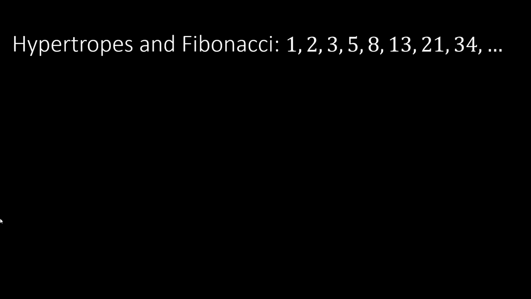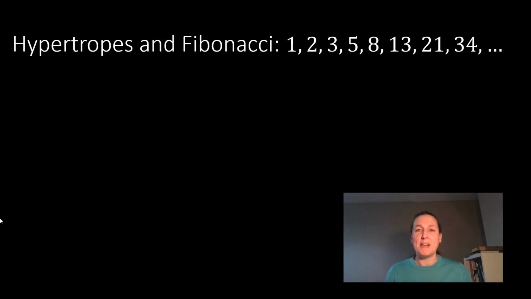So let me tell you about what the mathematics is. We know the Fibonacci sequence. You can begin it with two ones, but I've chosen to start with one. So 1, 2, 3, 5, 8, 13, each number is the sum of the previous two terms. So you get up to 21, and the next number is 13 plus 21, that's 34. So that's what we do with the Fibonacci numbers.